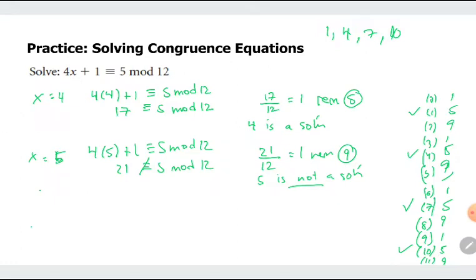If I add 12 to them, I will be able to find other solutions. So 1 plus 12 is 13. 4 plus 12 is 16. 7 plus 12 is 19. 10 plus 12 is 22. And you will be able to see that we are skipping by 3. So 1, 2, 3, 4. Every third number, starting from 1, is a solution to the congruence.